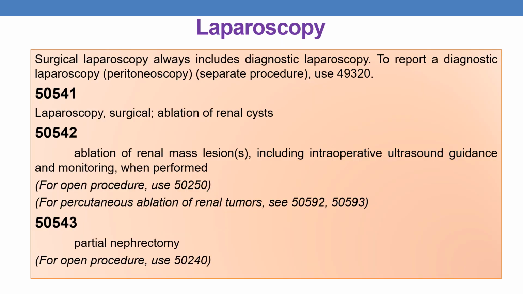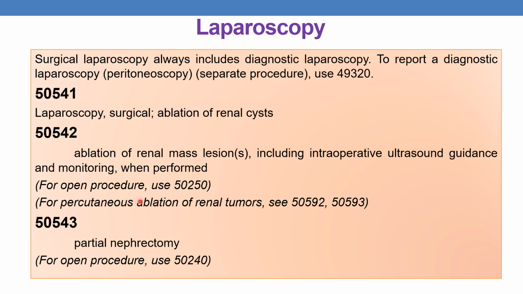Now coming to laparoscopy. Whenever we talk about laparoscopy, surgical laparoscopy always includes diagnostic laparoscopy. And to report a diagnostic laparoscopy, that is peritoneoscopy, you need to refer 49320. Coming to the first CPT, that is 50541. Laparoscopy, surgical ablation of renal cysts. The next is 50542. Laparoscopy, surgical ablation of renal mass lesion, including intraoperative ultrasound guidance and monitoring when performed.